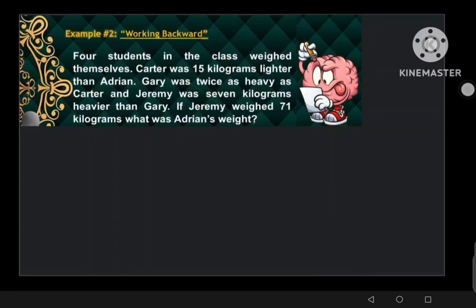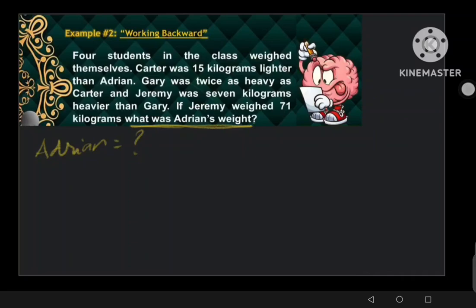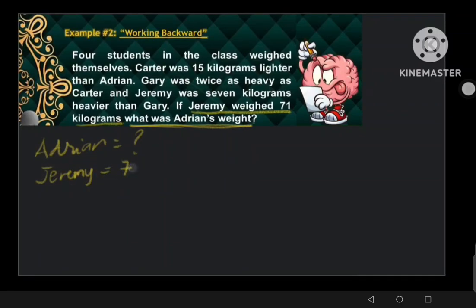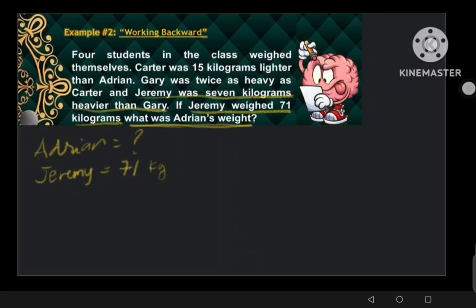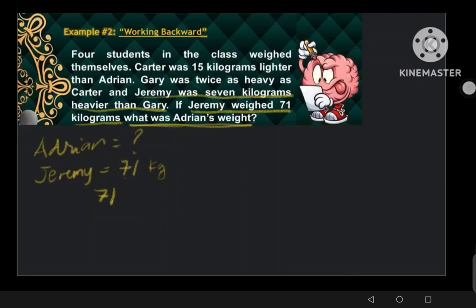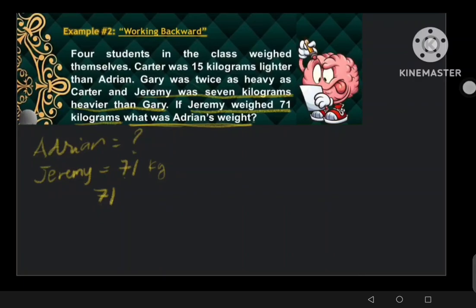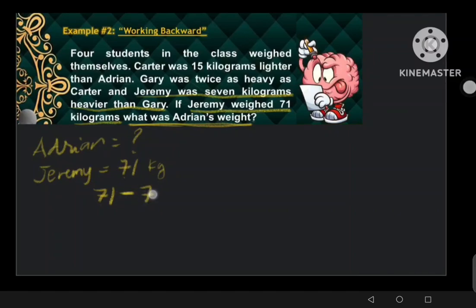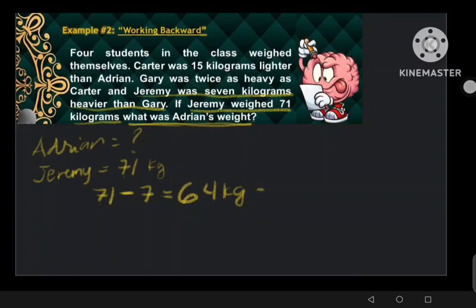Okay, let's read here. What was Adrian's weight? So, Adrian, question mark. Next. Again, we read it statement by statement, going upward. If Jeremy weighed 71 kilograms. So, Jeremy, 71 kilograms. Jeremy was 7 kilograms heavier than Gary. So, Jeremy's weight is 71. What does it mean when we say heavier than Gary? So, when we say Jeremy here was 7 kilograms heavier than Gary, in Bisaya, Jeremy is heavier than Gary by 7 kilograms. So, what do we do to get Gary's weight? Since he is heavier, we subtract 7. So, we have 71 minus 7. That's 64 kilograms.